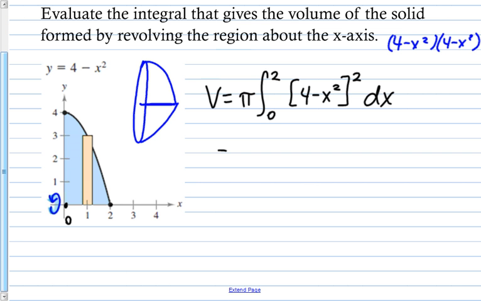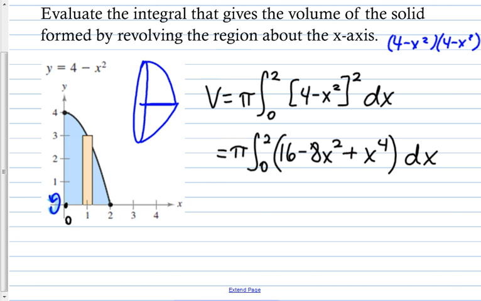So what we're actually going to integrate from 0 to 2 is 16 minus, I'm just going to go ahead and do the whole thing. Minus 8x squared plus, oh, I can't think. Negative x squared times negative x squared, which is positive x to the 4th. Okay, yeah, that's good. And then dx. Okay, not really difficult to FOIL a square, right? Like if it's to the 5th power, we don't want to do that, but they wouldn't give you that either.